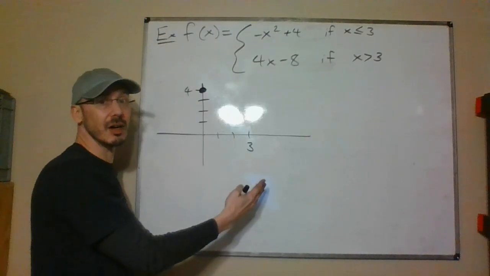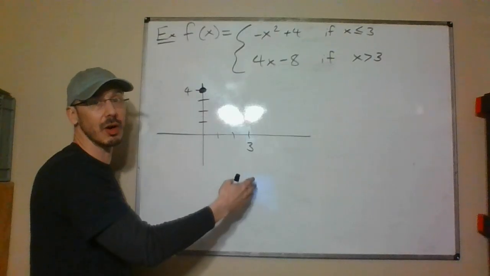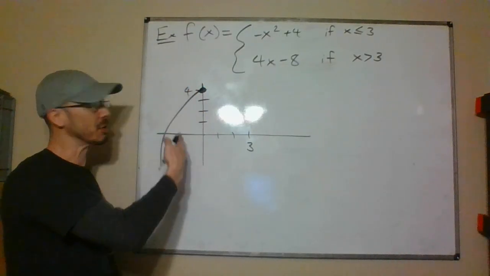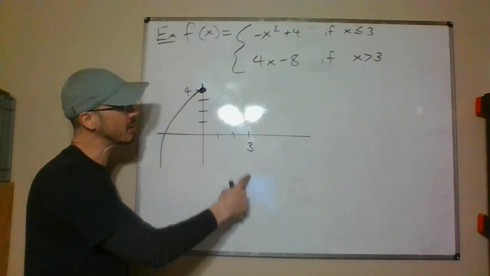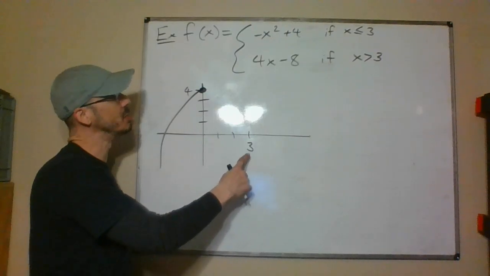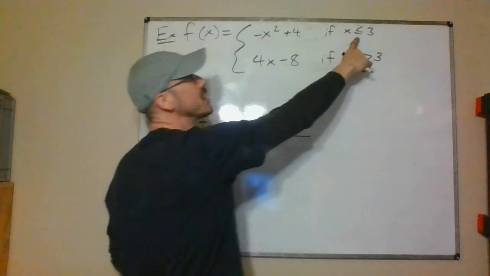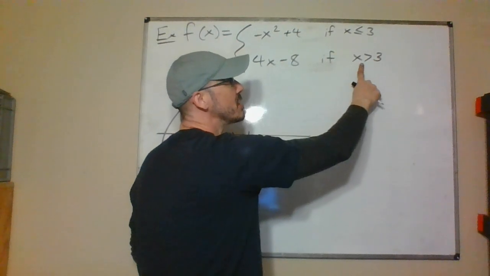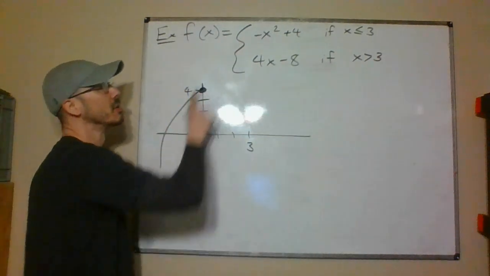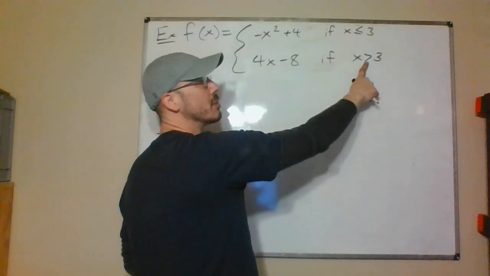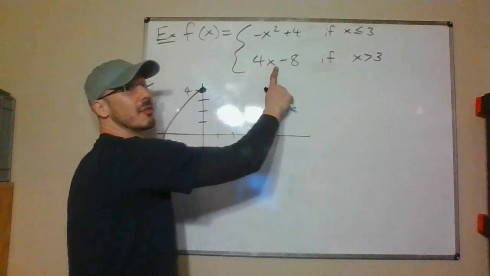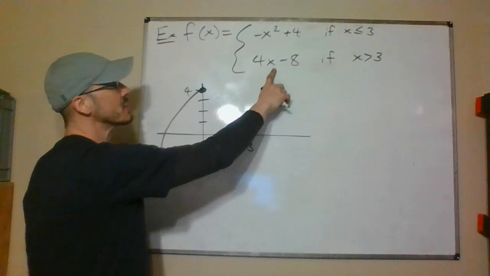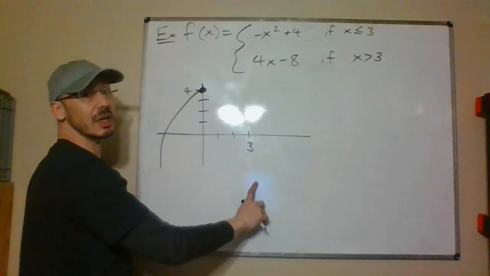Now, to get an idea of where this function's going to go, remember it is a downward opening parabola. This part's not that complicated. It's going to come down, and it is going to be defined at 3, but it's not going to be defined by this curve to the right of 3, when x is greater than 3. And for that part, we're going to look at this one, which is a linear function. But first, where does it go at 3?